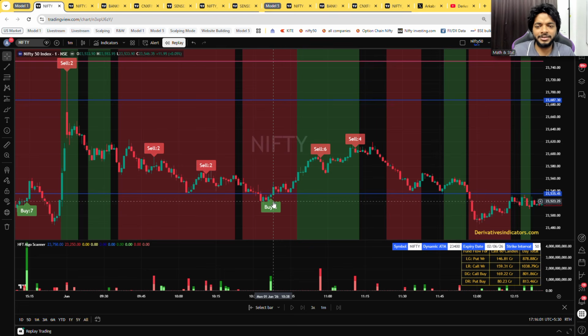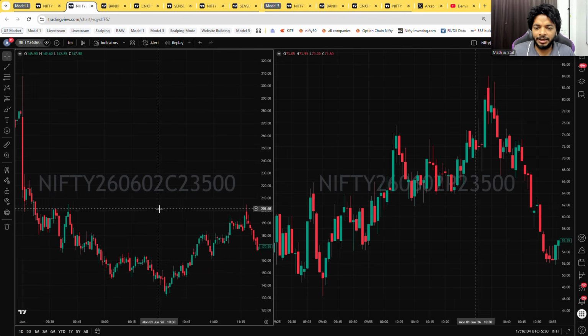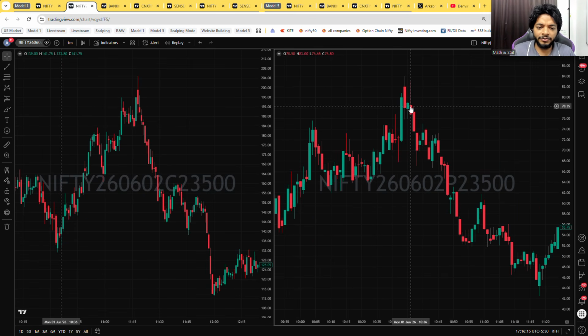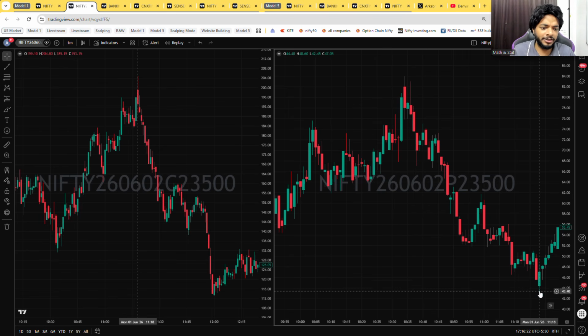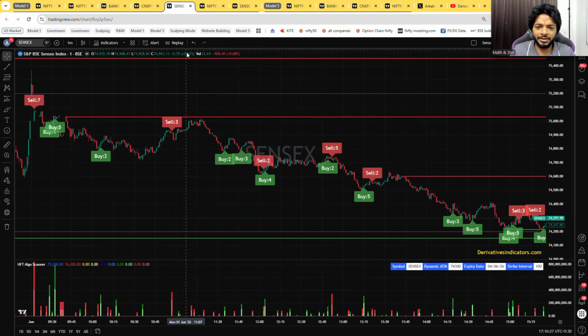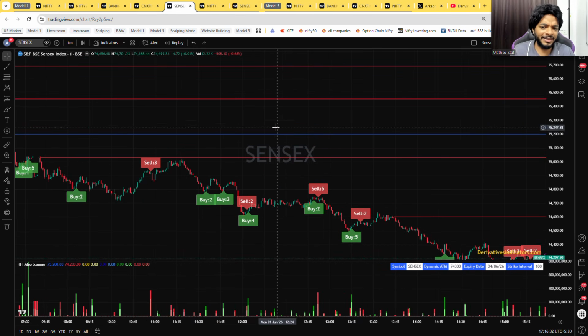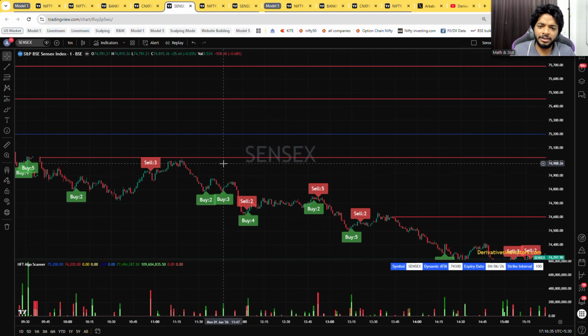Even let's look at this 1037, the buy signal came in. So the 23,500 call went from 142 to more than 200. For the put 23,500, again at 1037, from 75 it went down to almost 43 or 44. So you can also compare the signals for the rest of these, Sensex and everything.